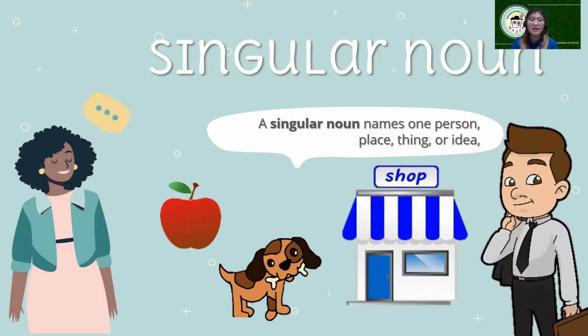Also, we can say that instead of saying one apple, one dog, we can use the articles a and an so that we can address a singular noun. So for example, we have here apple, we can say an apple, a dog, a shop, and a man. Remember, you use an for vowel and a for consonant.